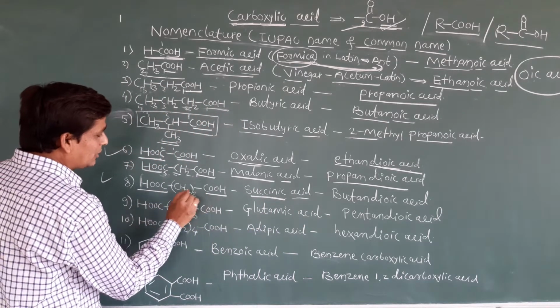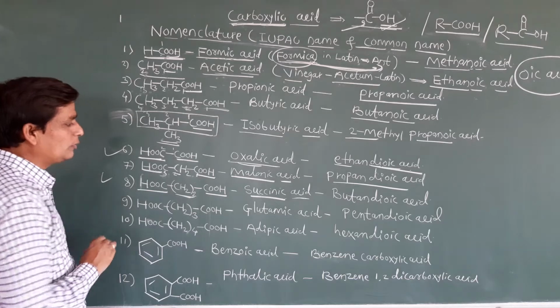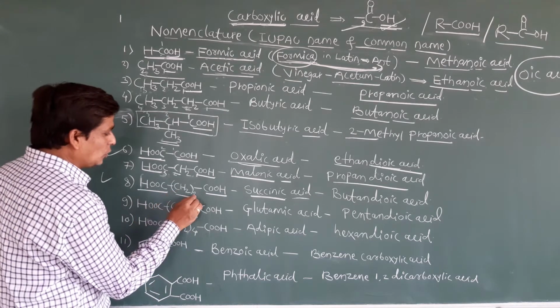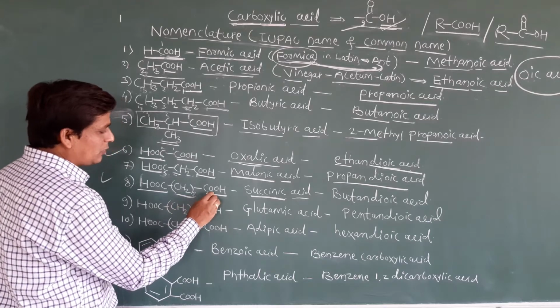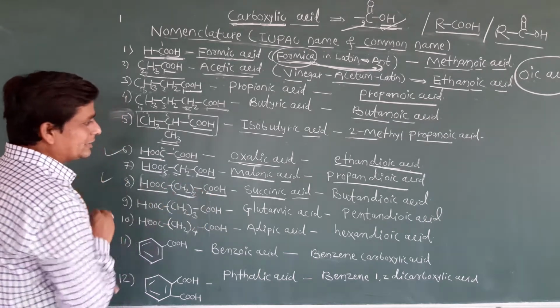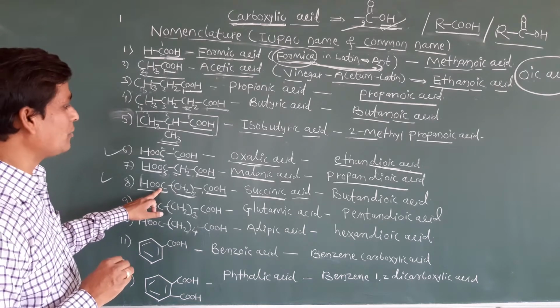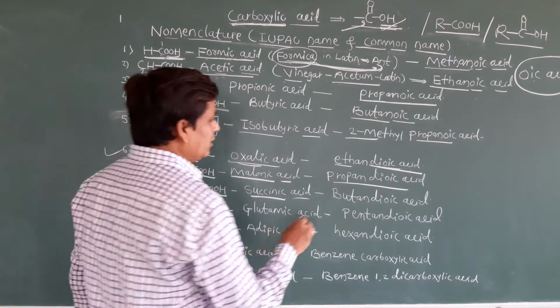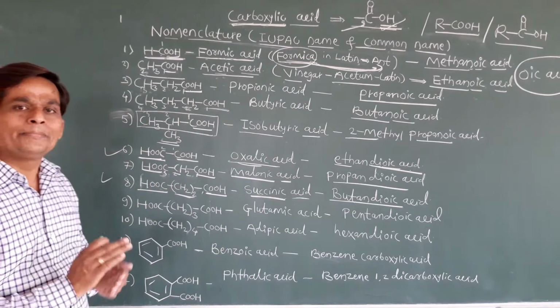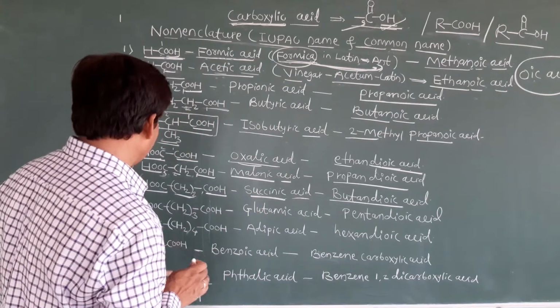So total how many carbons? These 2 carbons and these 2 mean total 4 carbons. It is butanedioic acid. How? CH2 2 times means total 2 carbons, and this one more and this one more. The first carbon and this last carbon contain the carboxylic group, so we say it is butanedioic acid. Now clear, students? This is the IUPAC name of succinic acid.